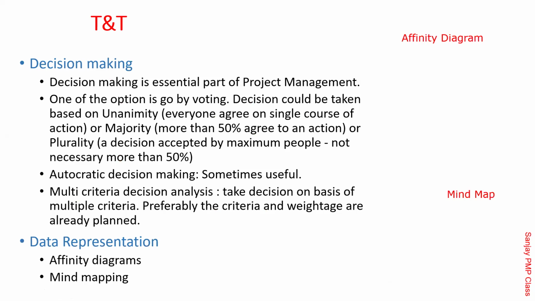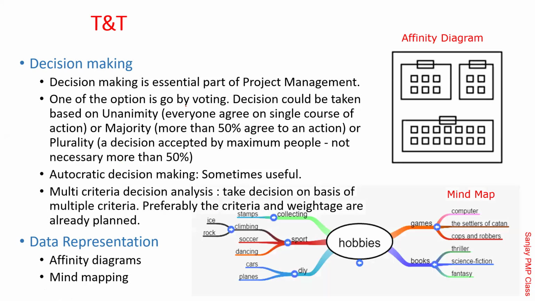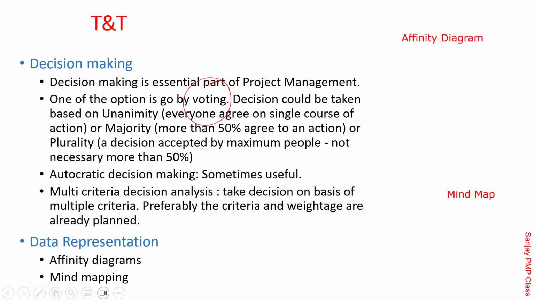Decision making is, once there are so many requirements, you need to decide which ones are priority and which ones are not priority. One of the options is to go by voting, and we spoke about unanimity, which means everyone agrees to one solution, or majority versus plurality. Majority is more than 50% of the vote. Plurality means whichever is the highest one. Sometimes autocratic, we spoke also about it. Basically, a dictatorship is sometimes required.